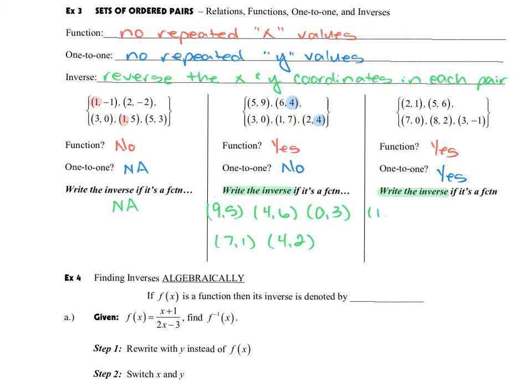So we would get the ordered pairs (1, 2), (6, 5), (0, 7), (2, 8), and (-1, 3).